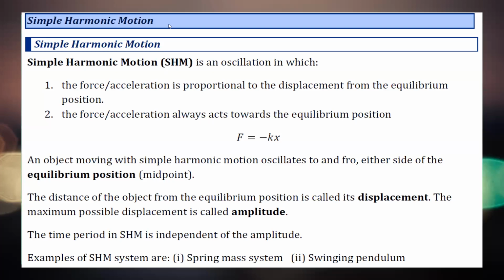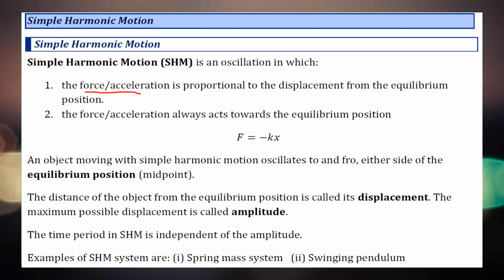So what is the definition of a simple harmonic motion? How do we define the term simple harmonic motion? Basically, in this motion, the force or acceleration is proportional to the displacement from the mean position, and the force or acceleration is always toward the center.